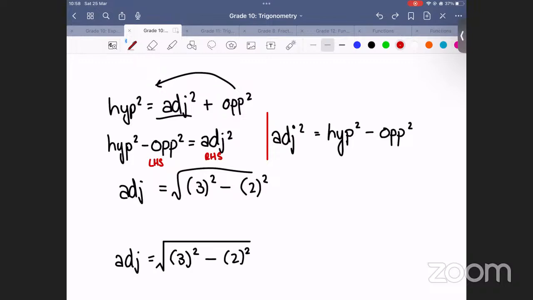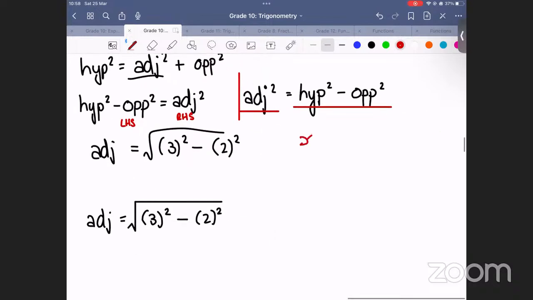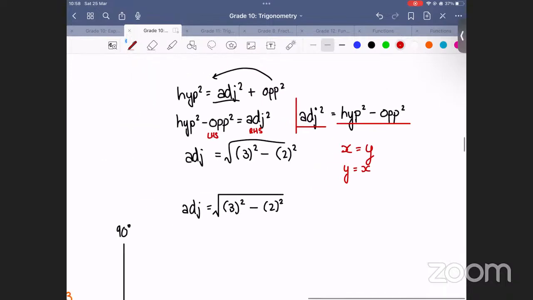Okay, so I hope that makes sense. I hope everyone understands that. So this here, I can flip, okay? Without changing any signs, I can take everything from the right to the left, and everything from the left to the right. And that's exactly what I did. Adjacent squared is equal to hypotenuse squared minus opposite squared. It's like having x is equal to y. It's the same as having y is equal to x, without changing the signs. I just sort of skipped that step.